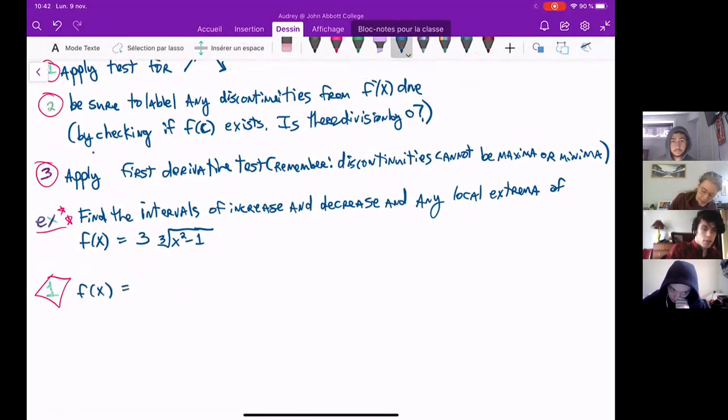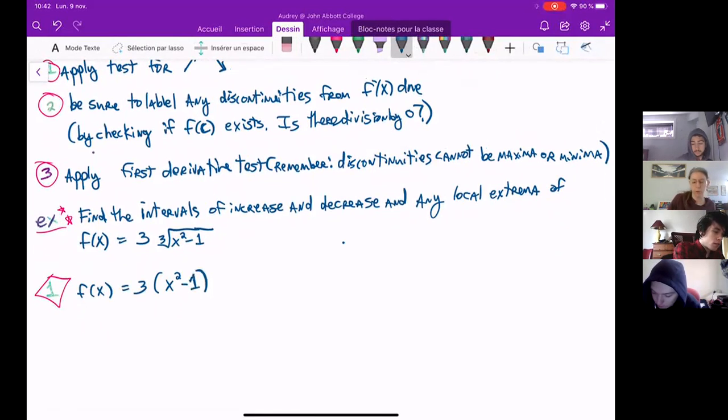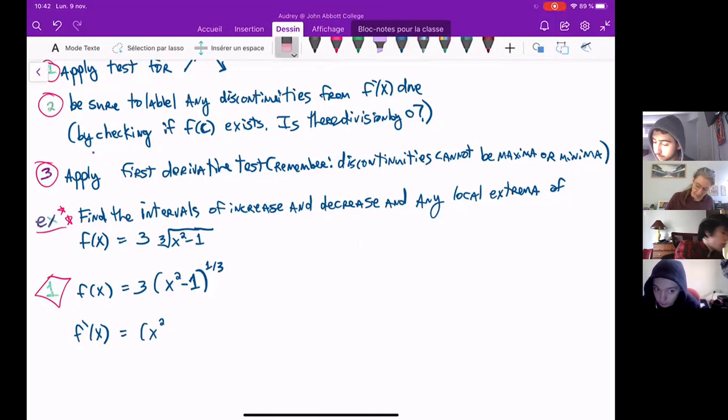So f of x is equal to 3. I'm going to rewrite this x squared minus 1. What power does a cubed root give me? 1/3. You got it. So this is to the power of 1/3. So then when I take my derivative, f prime of x, I bring that 1/3 down. It gets multiplied by 3, so 3 times 1/3 is just 1. So then this is x squared minus 1 to the negative 2/3, and I'm applying a chain rule here, so I pull out a 2x.